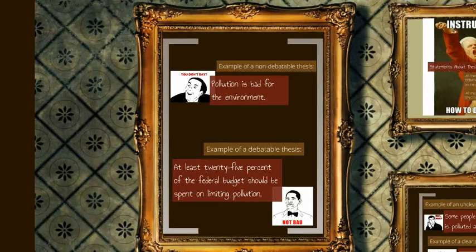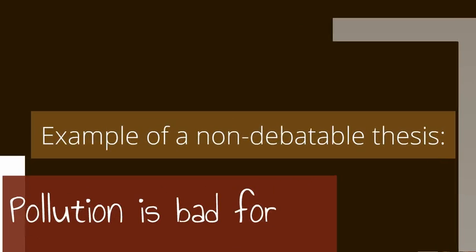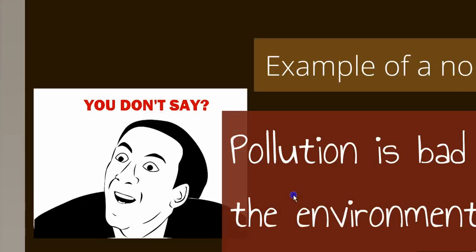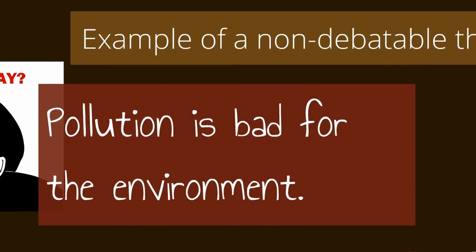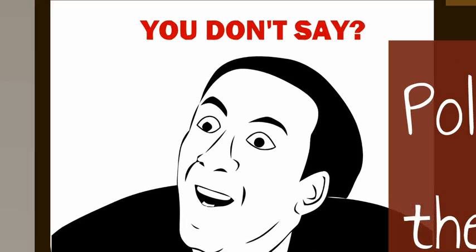Let's look at what it means to have a debatable thesis. When students write a thesis statement, a lot of times, the first time they go after it, they write something that's not really even up for debate. They write something obvious and safe. For instance, this statement is not debatable. Pollution is bad for the environment. You don't say.